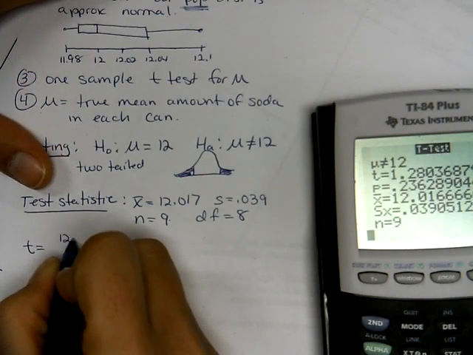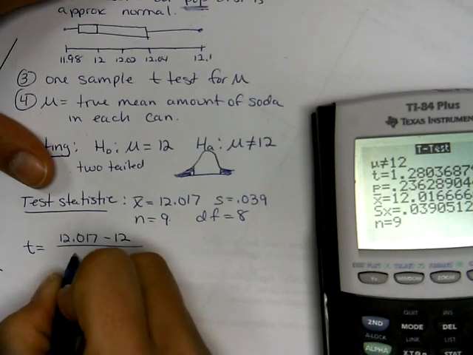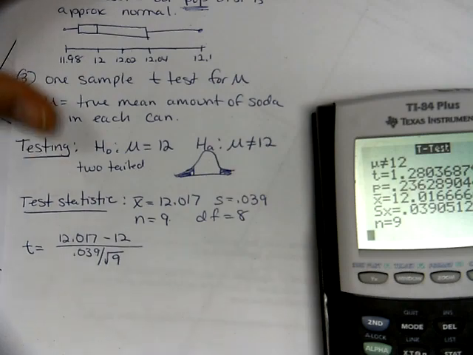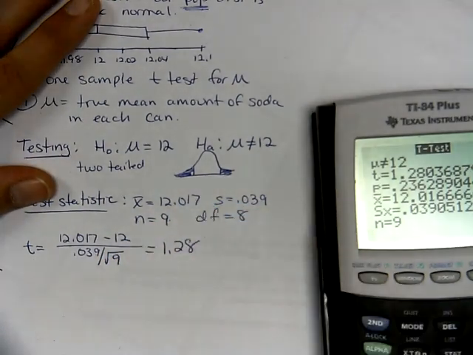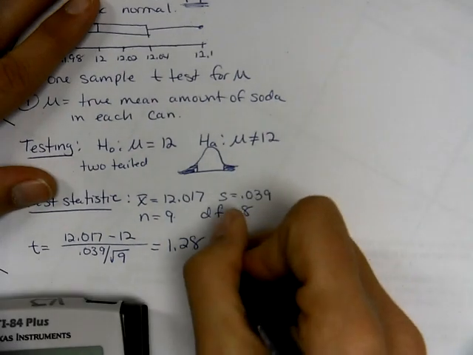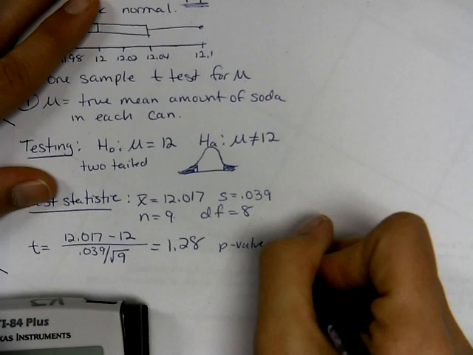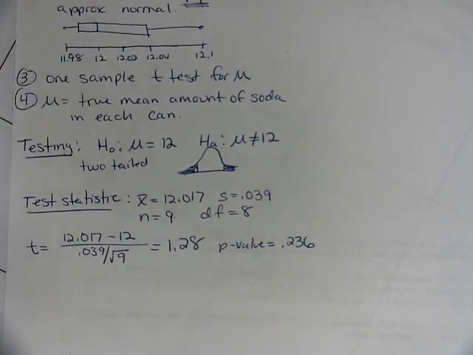Then put your formula in. 12.017 minus 12 divided by 0.39 divided by the square root of 9. And you get 1.28 and a p-value of 0.236. Oh, we didn't give an alpha.